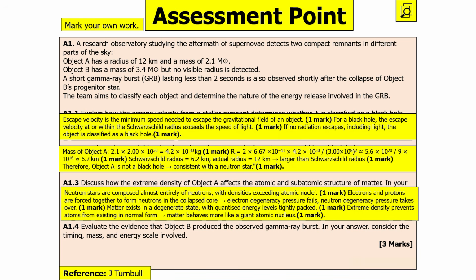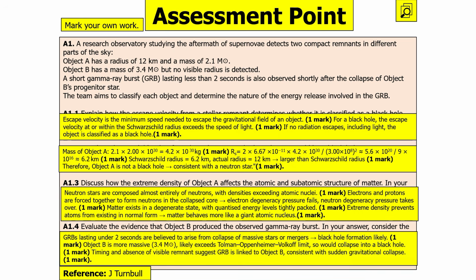The extreme density prevents atoms from existing in their normal form, so it behaves like a giant atomic nucleus. Now, GRBs lasting under 2 seconds are believed to arise from the collapse of massive stars or mergers, so it's likely the formation of a black hole. Object B is more massive, so it will collapse into a black hole. The timing and absence of a visible remnant suggests that it was linked to a GRB, which is consistent with a sudden gravitational collapse.